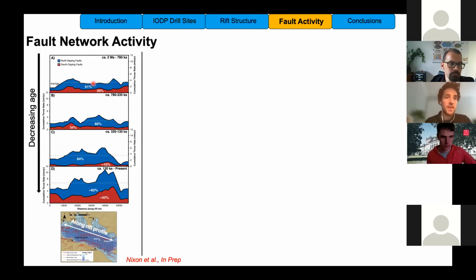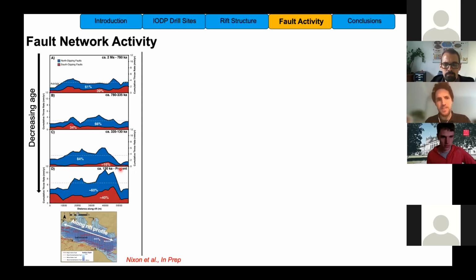We also see from A to C here, so from 2 million years to 130,000 years ago, there is an increase in the proportion that's accommodated by the north dipping faults and a decrease in activity on south dipping faults. Then in this final plot here, since 130,000 years ago, we see that there's been an increase again on the south dipping faults, and the north dipping faults are maintaining their general cumulative throw rate.